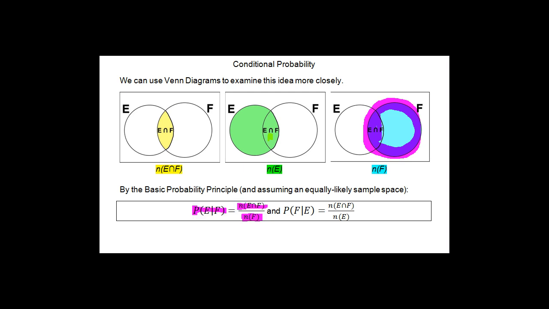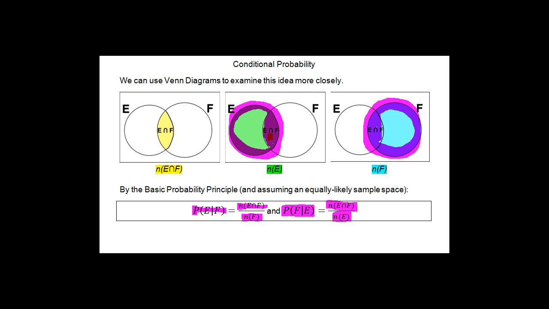If you want to know the probability of F given E, that means E has already occurred. That would be the number of elements in E intersect F. Again, I'm looking at this one. That would be inside of here over the number of elements in E, which would be everything in the circle.